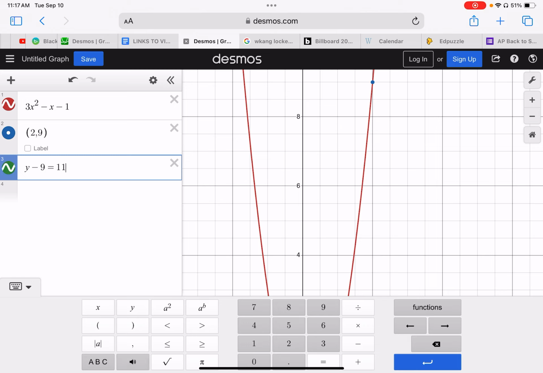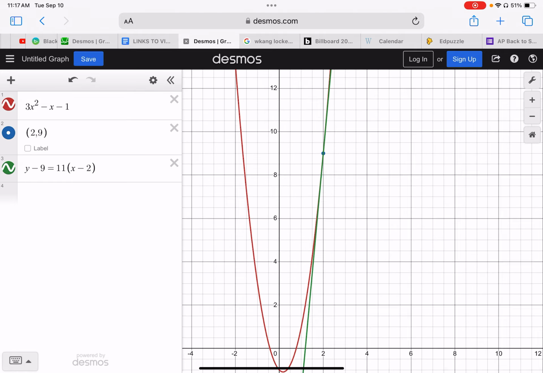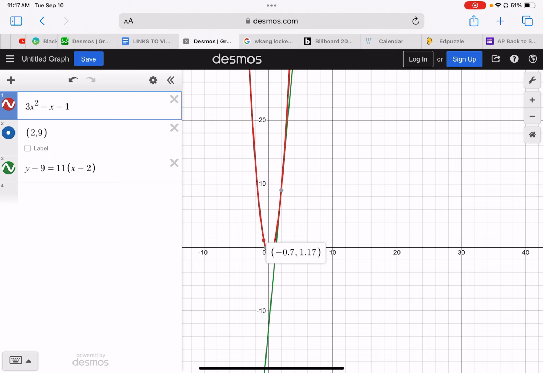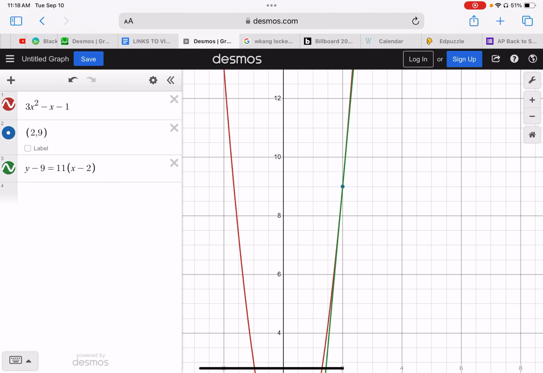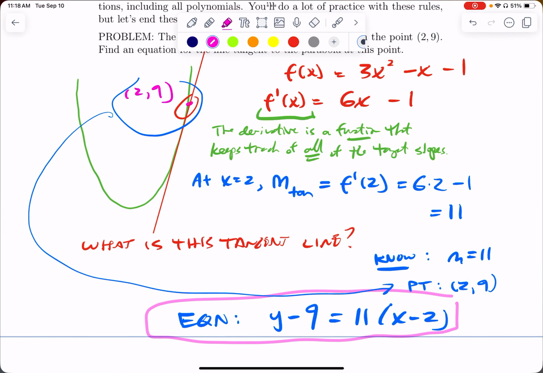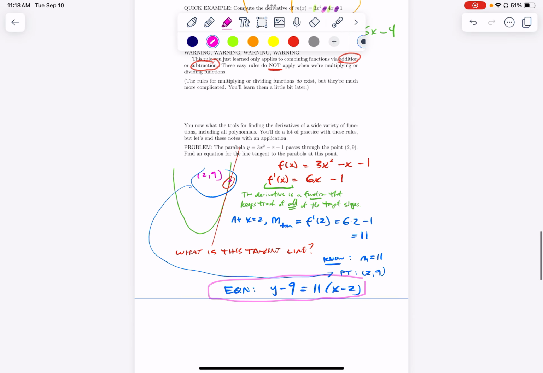y minus 9 equals 11 times x minus 2. And here we go, right? If we zoom out, we can see that clearly that green line is different from the red parabola. But as I zoom in, I can't even tell the difference. So almost certainly we have that correct.